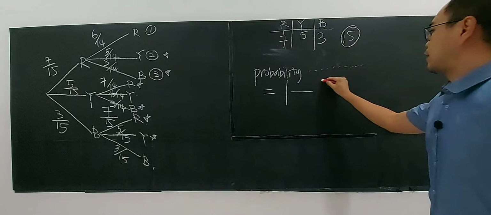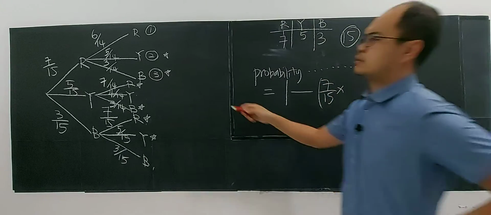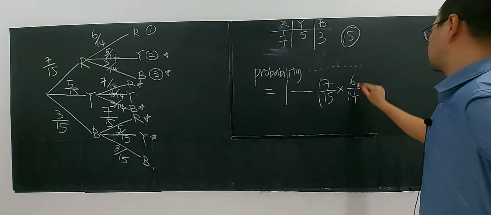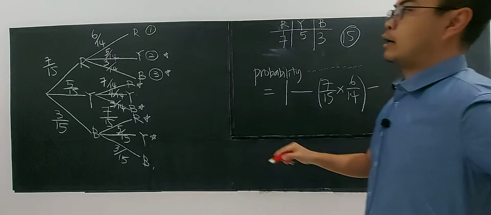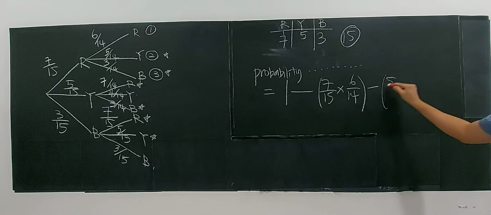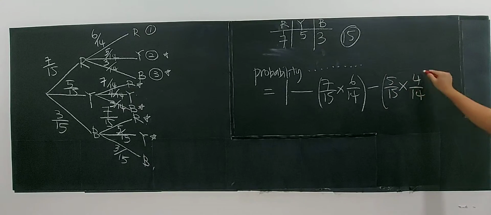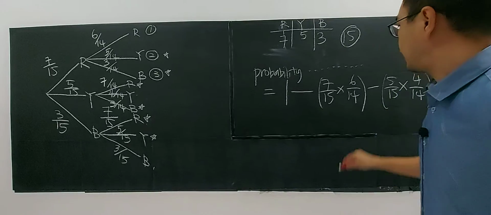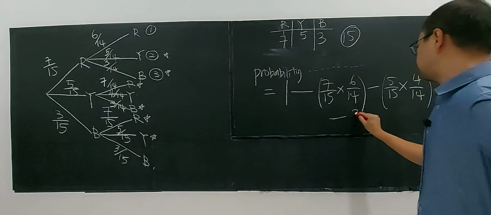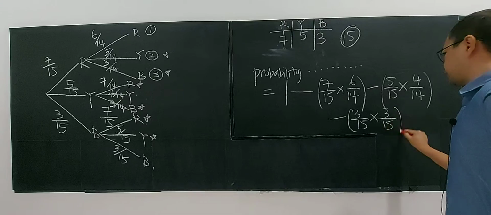So it means 7 over 15 multiplied with the same color, red and red, 6 over 14, minus yellow and yellow, 5 over 15 multiplied with 4 over 14, and minus blue and blue, 3 over 15 and 3 over 15.